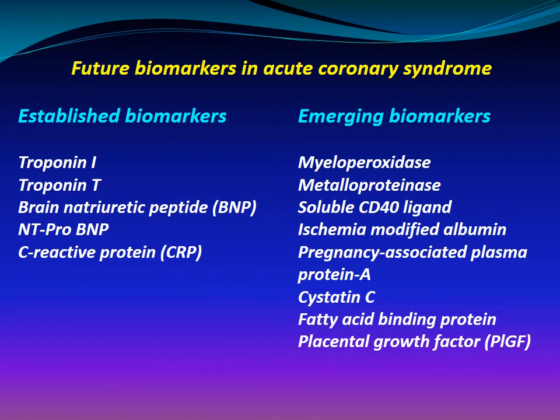Future biomarkers in acute coronary syndrome. Established biomarkers: troponin I, troponin T, brain natriuretic peptide, NT-proBNP, C-reactive protein, CRP. Emerging biomarkers: myeloperoxidase, metalloproteinase, soluble CD40 ligand, ischemia-modified albumin, pregnancy-associated plasma protein A, cystatin C, fatty acid binding protein, placental growth factor.